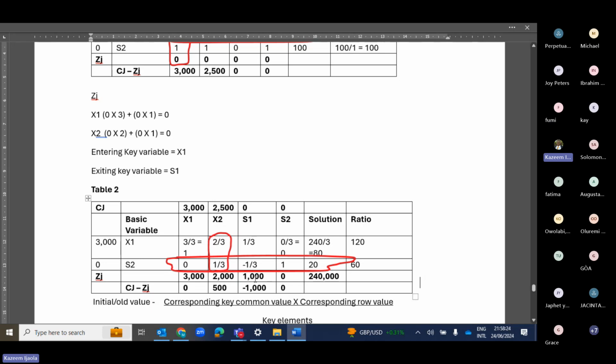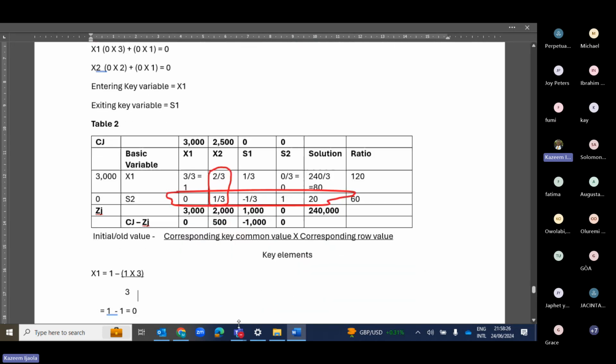So when we go to table, we want to go to table 3 now. Now, I want you to answer a question before we go to table 3. The question is, what is my entry variable in table 3, and what is my exiting variable here? Who can answer this question for me? Entry variable is S2, while exiting variable is S2.